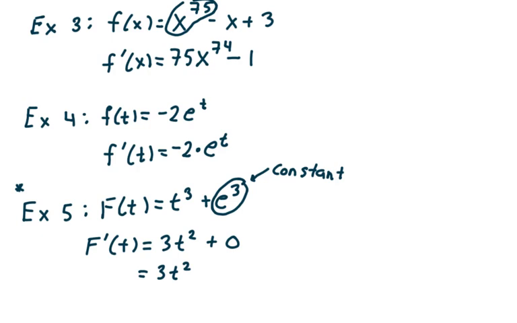That's example 5. Let's take a look at example 6. Suppose w of v equals 1.8 v to the negative 3.